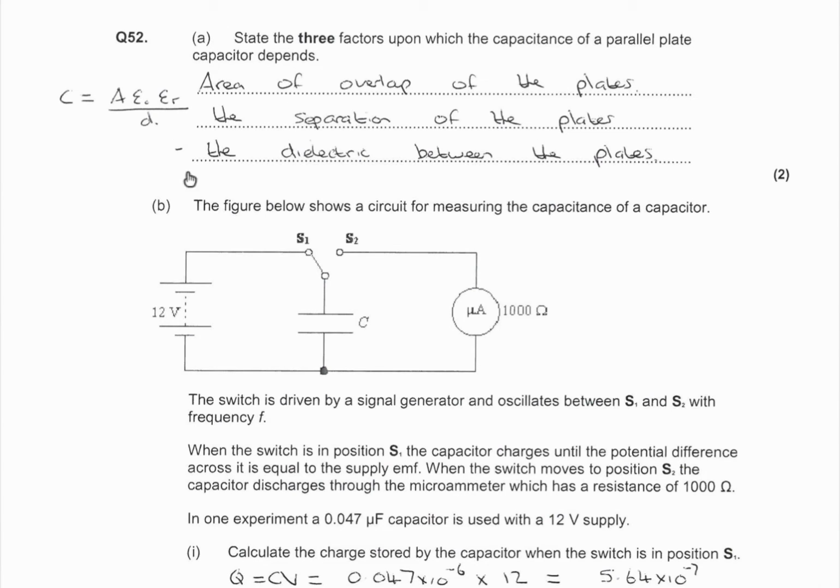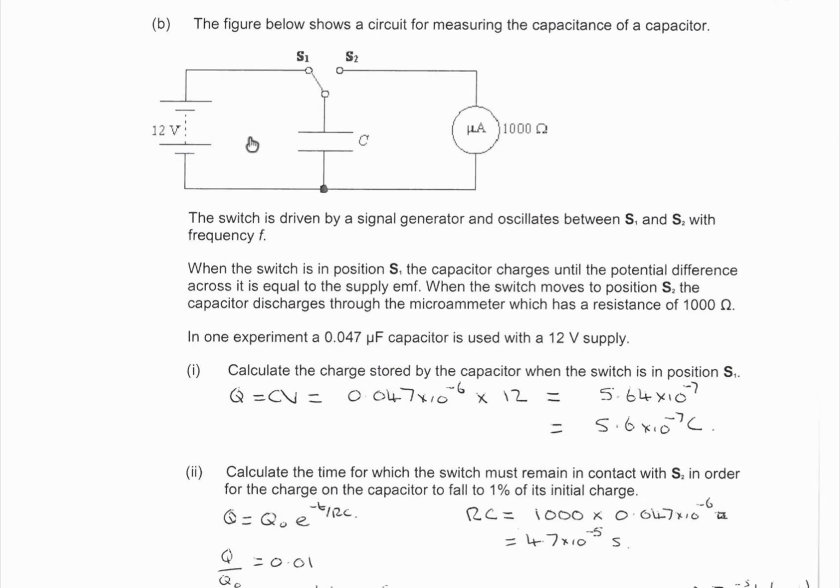So you could potentially, so any of those four things would do: the area of overlap of the plates, the separation of the plates, the dielectric between the plates, and also permittivity of free space. You get 1 mark for one if you get one right, and then if you get all three right, you get 2 marks.